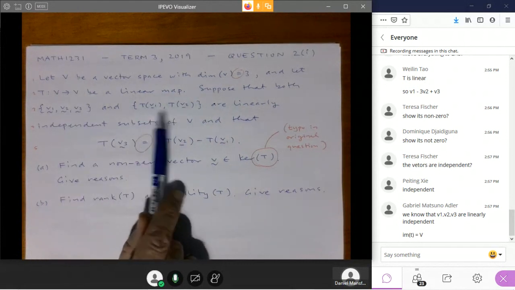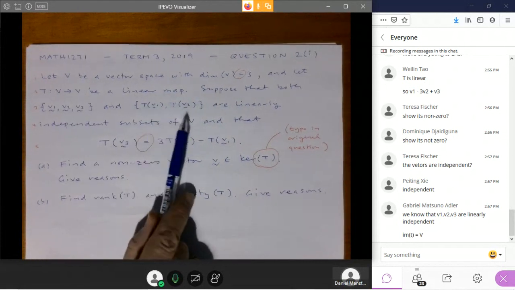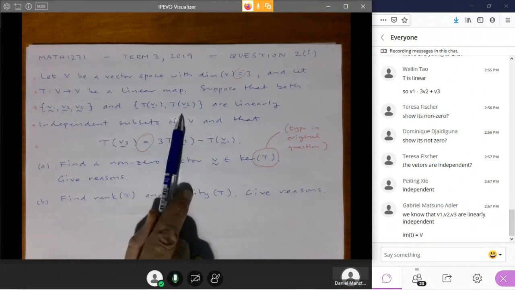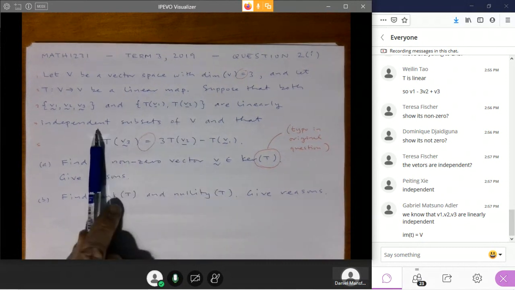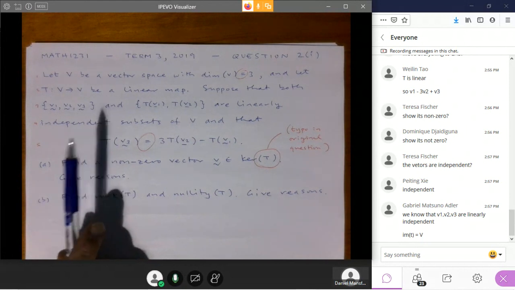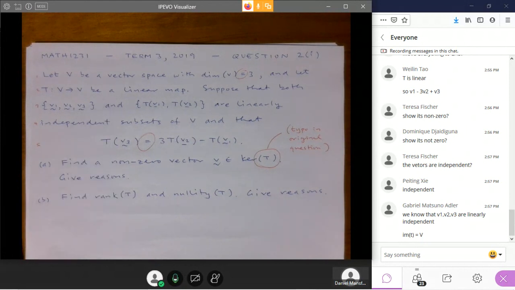What about that? Here are two elements that are definitely in the image. Remember, T of anything is in the image. Here are two elements in the image, and those two elements, we're told, are linearly independent. Now, what do we know about a vector space if it has two linearly independent elements in it? What do we know about the dimension of the vector space?